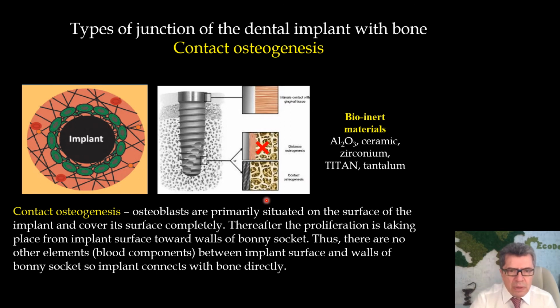Now I would like to inform you about the different types of osteogenesis. This is contact osteogenesis. What does contact osteogenesis mean? The osteoblasts are primarily situated on the surface of the implant and cover its surface completely. Thereafter, proliferation takes place from the implant surface toward the walls of the bony socket. There is no other element, such as blood components, between the implant surface and the walls of the bony socket. So the implant connects with bone directly. This characteristic is typical for bioinert materials, like titanium.